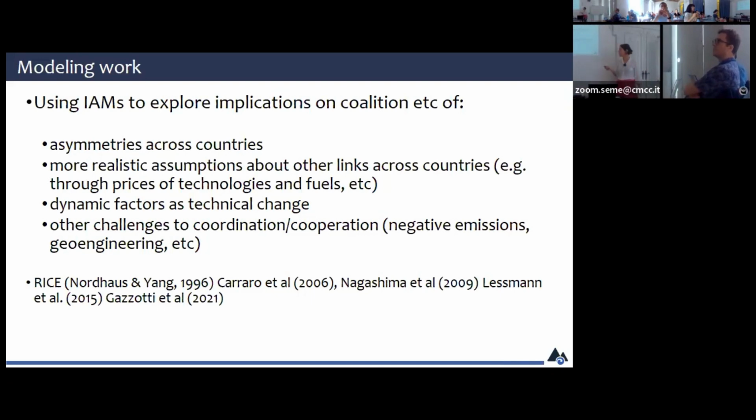So the early literature, the first paper, the first model maybe that was amenable to this kind of cooperation analysis was RISE. Then Carrara and others did a lot of papers on that. Then there's this paper, the only multi-model analysis that I'm aware of. It takes multiple IAMs and performs a set of analyses with them. This is the typical way that Celine and others have already presented. So you see what's robust across models.